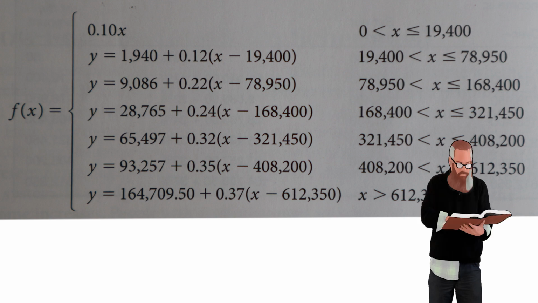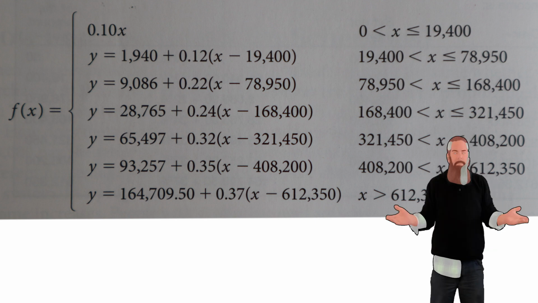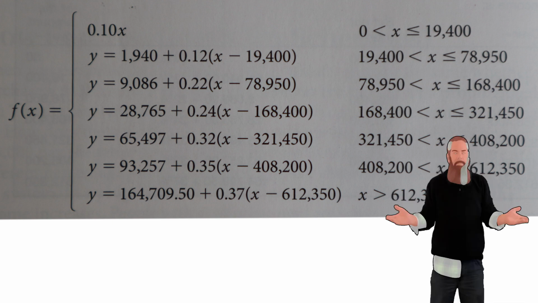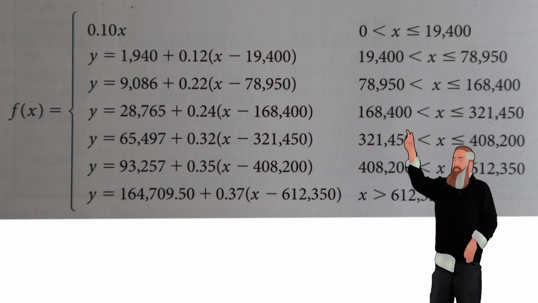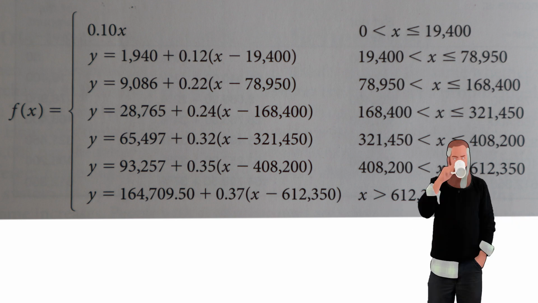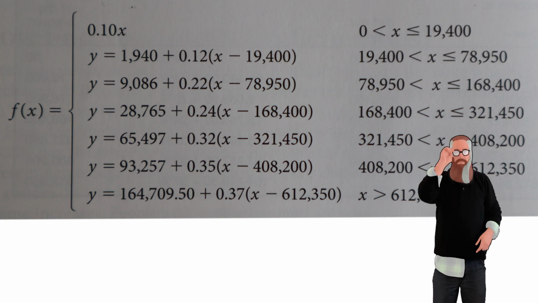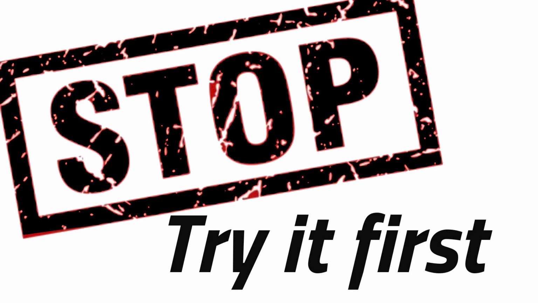f(x) is equal to 0.10x if 0 < x ≤ 19,400, and that continues on to the last one, where y is equal to $164,709.50 plus 0.37 times the difference of x and $612,350. This is when x is greater than $612,350. How does the piecewise function relate to the tax computation worksheet?